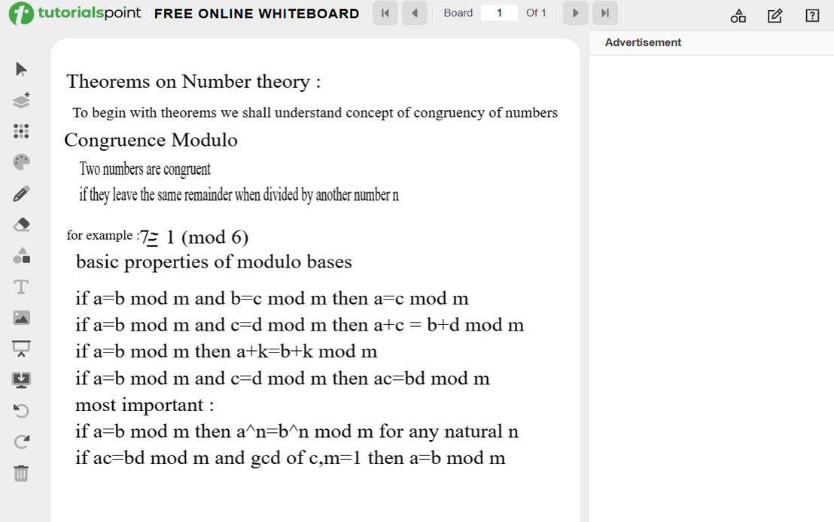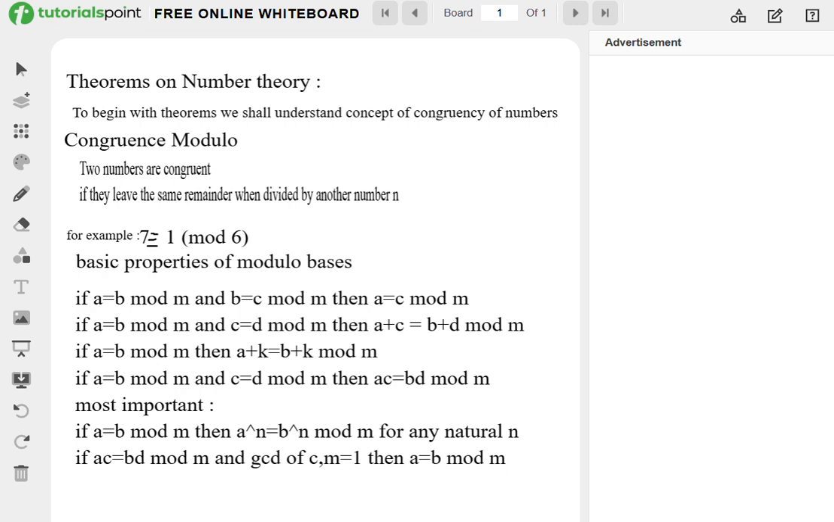Okay, next, if A is congruent to B mod M and C is congruent to D mod M, then A plus C is congruent to B plus D mod M. If A is congruent to B mod M, then A plus K is congruent to B plus K mod M. If A is congruent to B mod M and C is congruent to D mod M, then AC is congruent to BD mod M. Okay, and the most important one, if A is congruent to B mod M, then A to the power n is congruent to B to the power n mod M for any natural n.